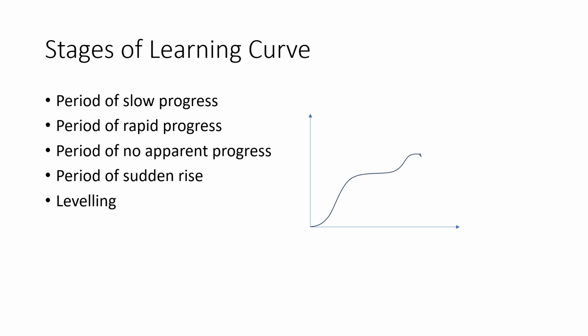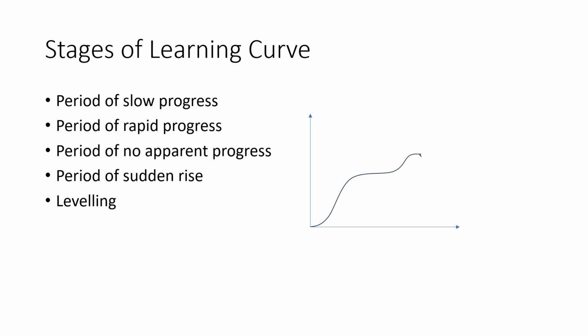When we analyze the stages of a learning curve, we can see that normally the beginning is a period of slow progress. Then there would be another period of rapid progress, which leads to no apparent progress, or plateau. Then again there would be a sudden rise. Then again we can see another plateau.